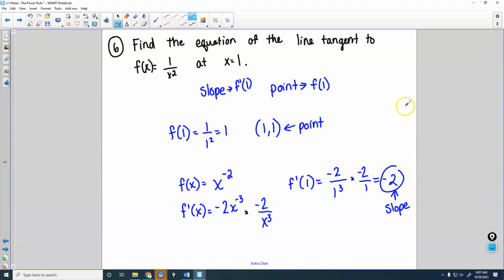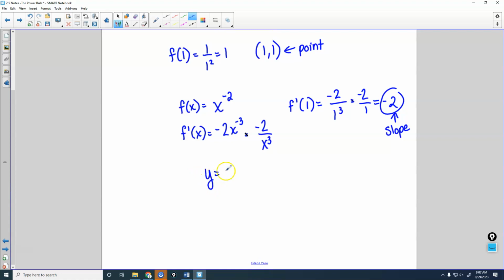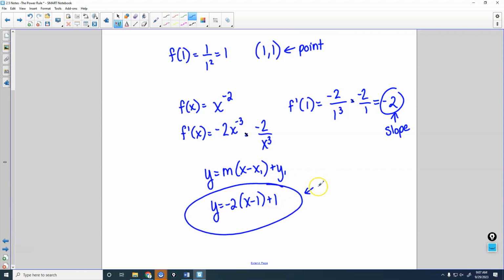So once I have a point and a slope, I'm using y equals m times x minus x1 plus y1, right? So y equals negative 2 times x minus 1 plus 1. That would be my equation of tangent line. All right there?